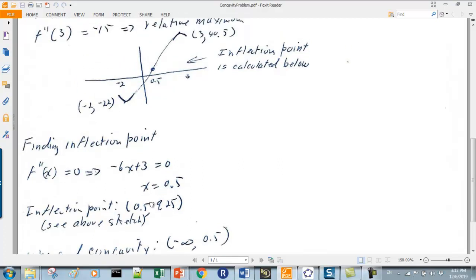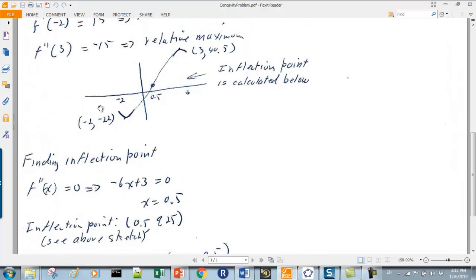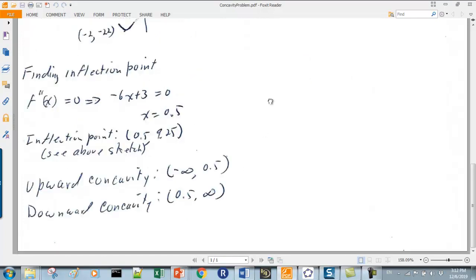And now I can plot this point roughly. So I have this point here. And so now I'm capable of drawing a rough sketch. And I know the region of upward concavity will be from minus infinity to 0.5 and downward concavity from 0.5 onward to plus infinity. And so that's that.